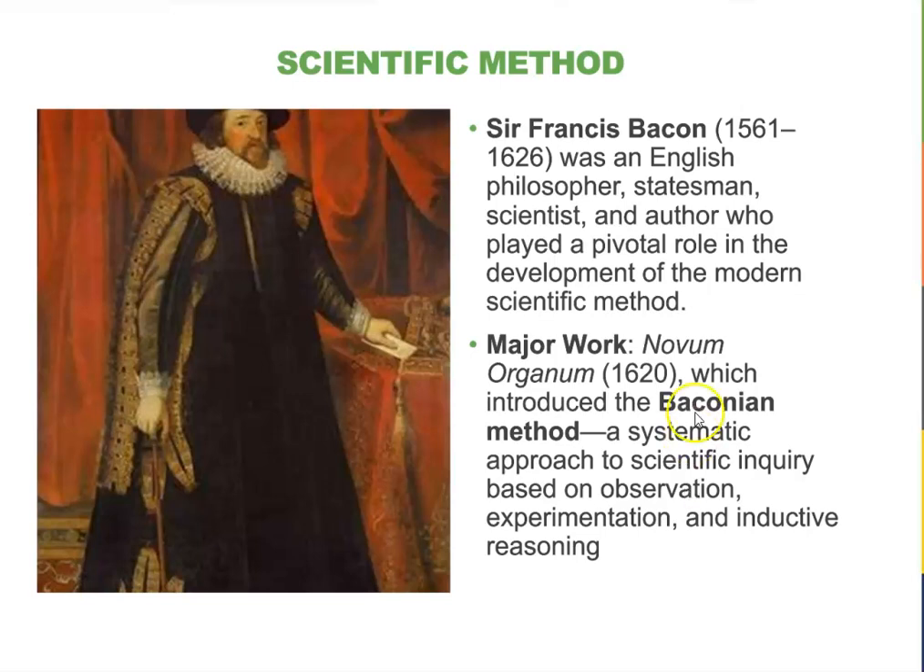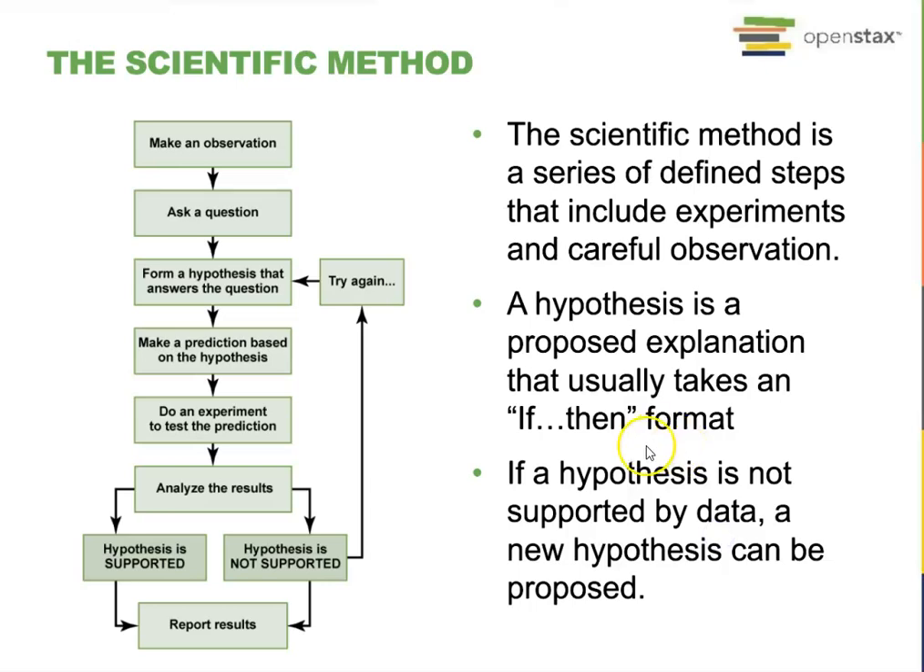Sir Francis Bacon, who was an English philosopher, statesman, scientist, and author, created a method called Baconian method. It's a systematic approach to scientific inquiry based on observation, experimentation, and inductive reasoning. The scientific method is a series of defined steps that include observation, hypothesis, experiment, and collect results.